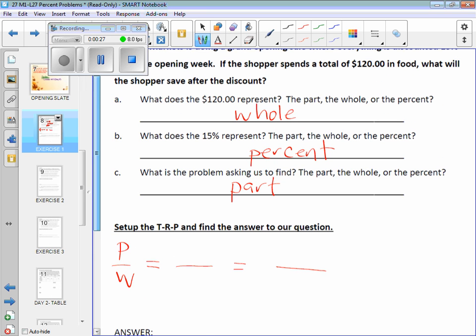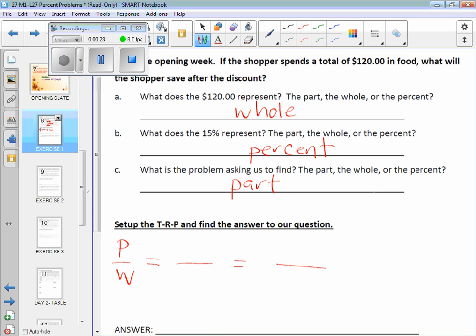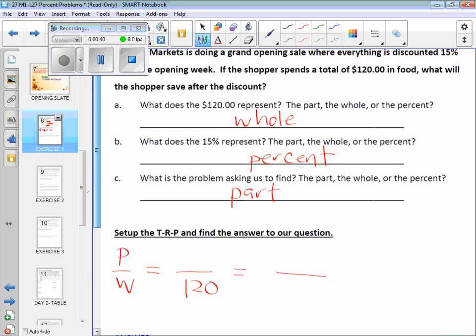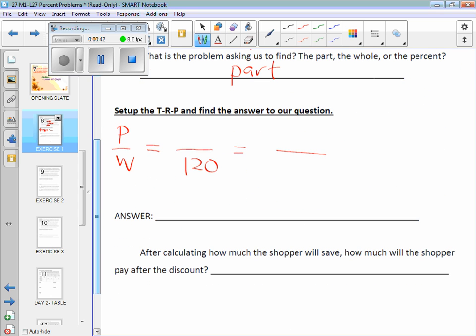All right, let's decide what numbers go where. The 120. Where are you going to put that, Smiles? Mm-hmm. What about the percent, which is 15? Tom. And what you're trying to find is that. Can you make a connection at this point? Can you make a connection anywhere?